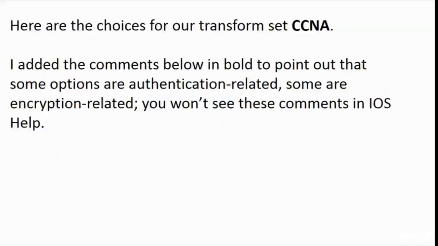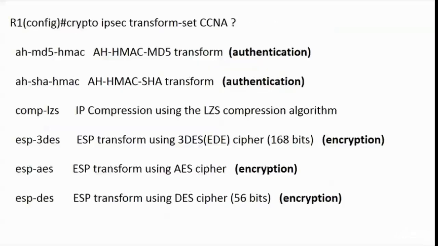But you won't see these comments in parentheses in IOS help. This is going to be a little smaller font, but here we go. So it's crypto IPsec transform set is the command. Then I'll be asked to name it, and then I used IOS help to see the options. And we see a couple of AH options there. They're both authentication options, one using MD5 and one using SHA. There's our IP compression algorithm option, and quite a few ESPs here, and these are all encryption.